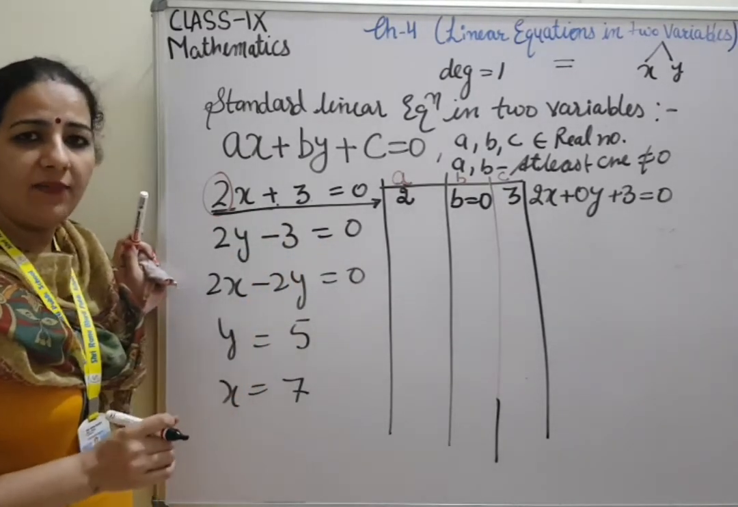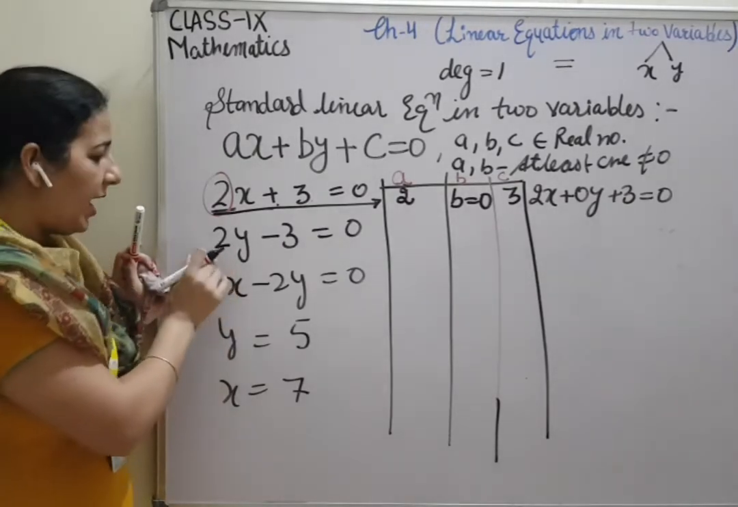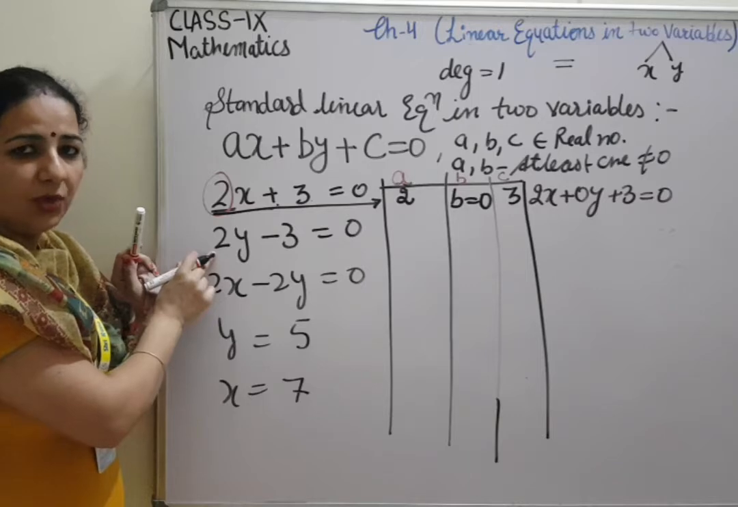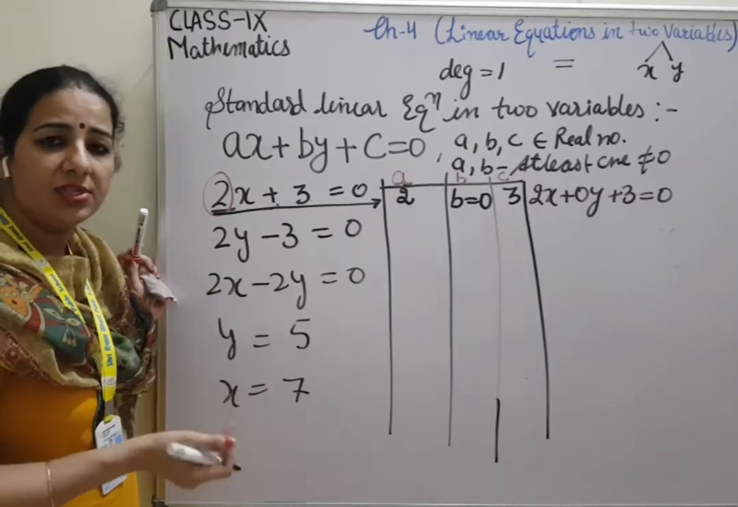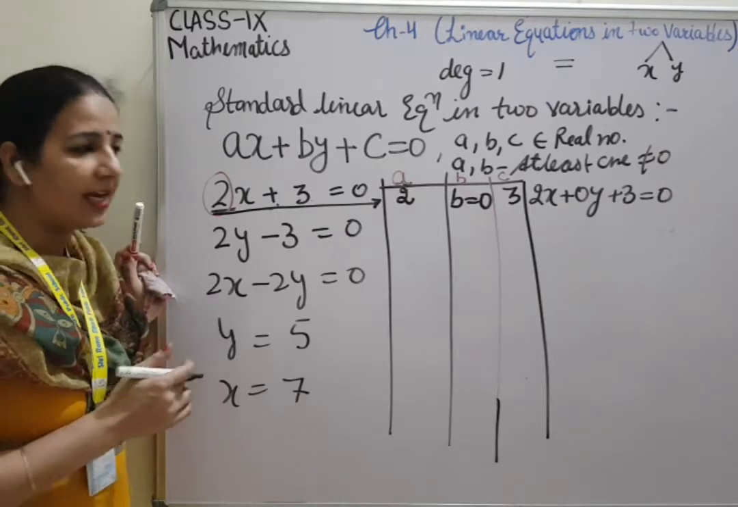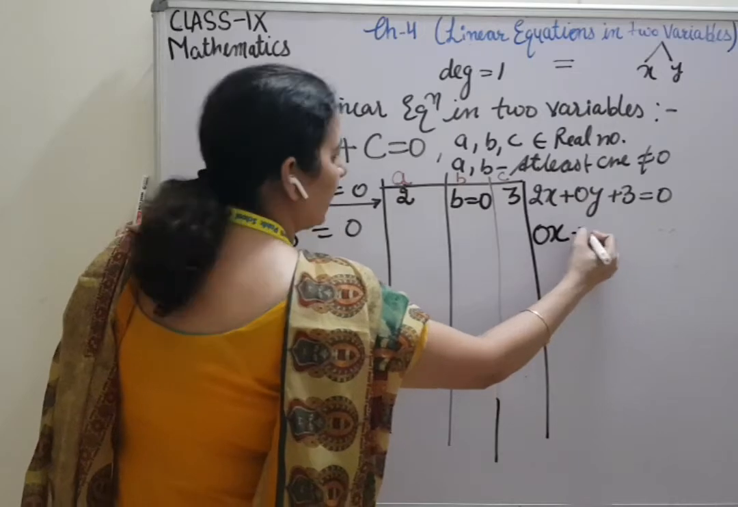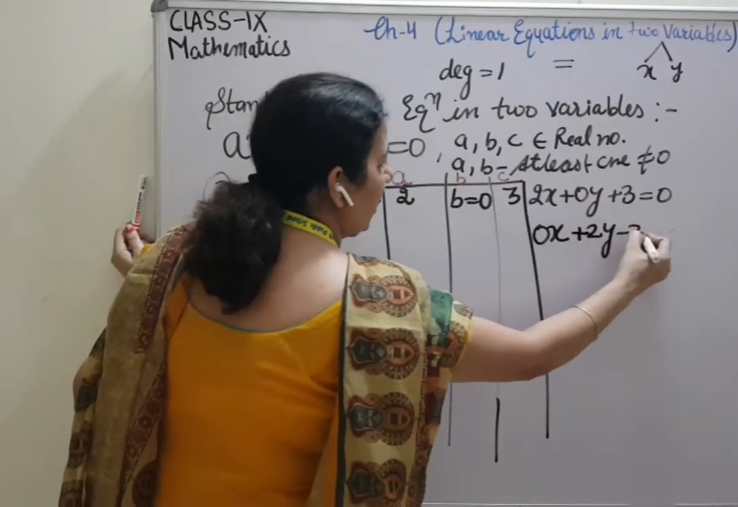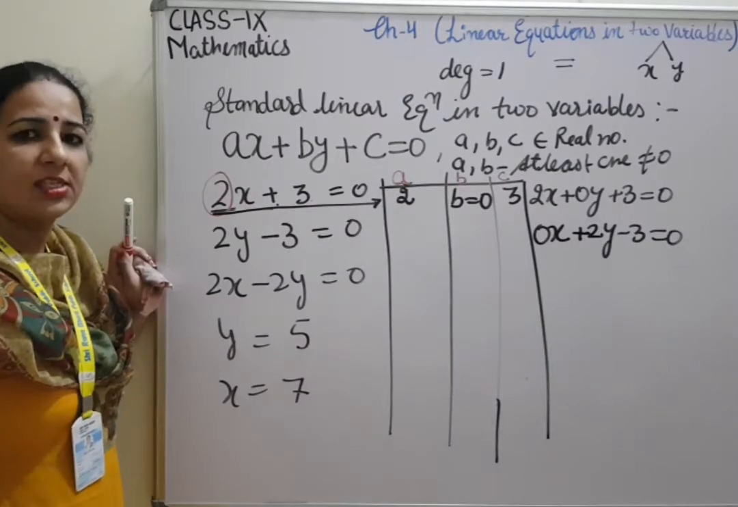For calculating the values of A, B and C, it is better to write down in standard form. Here the x term is not given. So if x is not there, you can always introduce an x term. How will you introduce the x term? By multiplying the x variable with 0. Plus 2y minus 3 is equal to 0. Rest all the terms will remain the same.